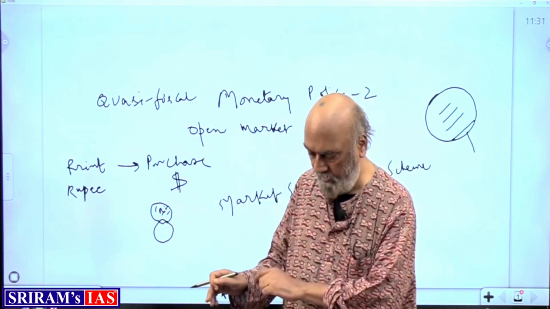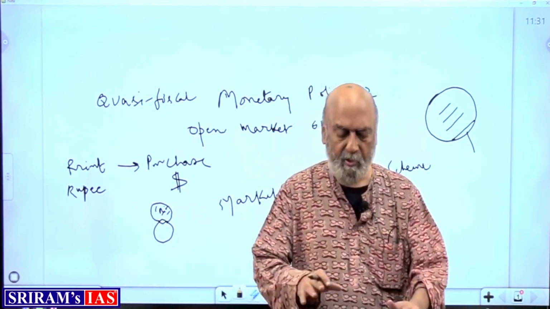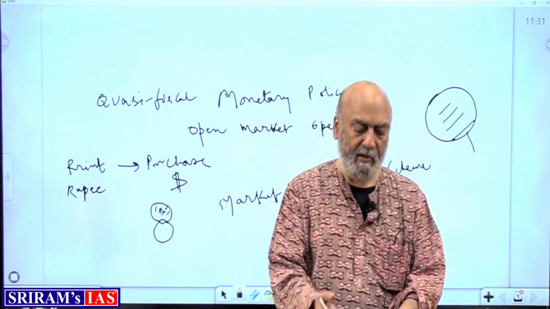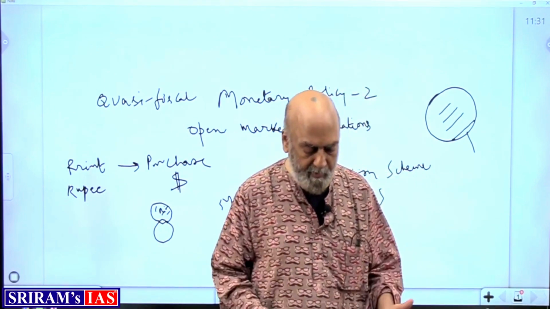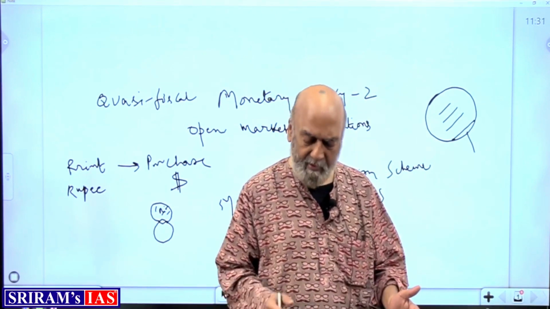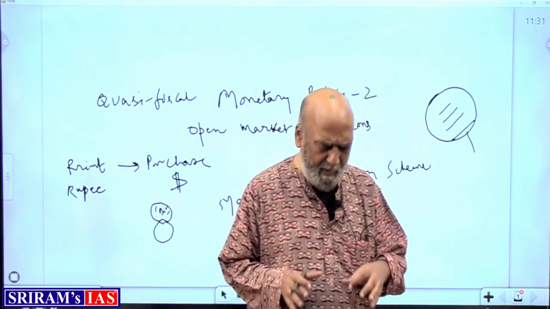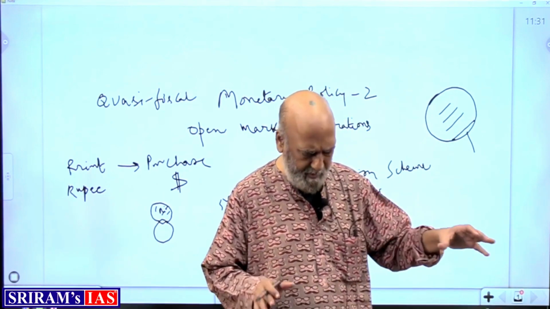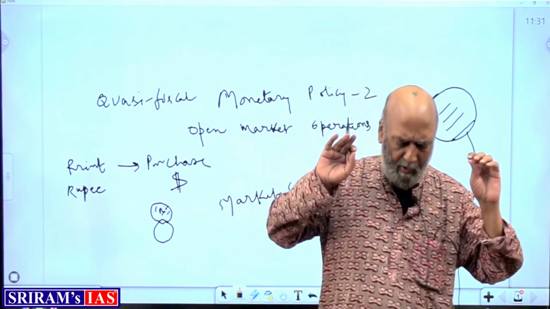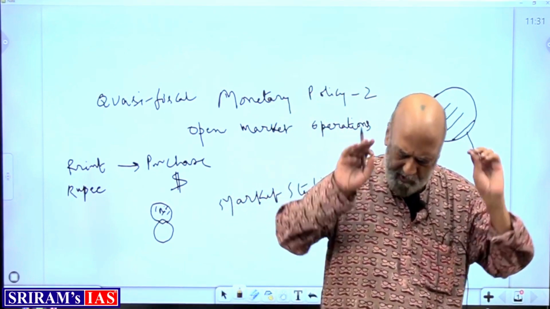Print special security. Sell to the guys who are holding the rupee and then take the rupee back. Keep it here. And then do what? Lend a little, with a lot of calibration, to the government, etc., etc. So this is called the market stabilization scheme.